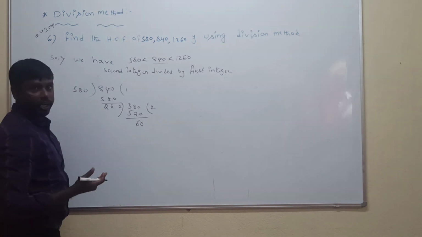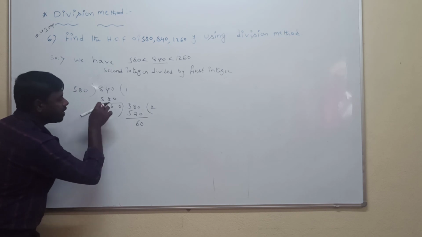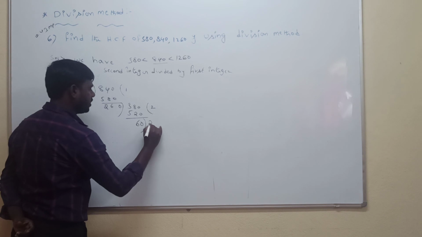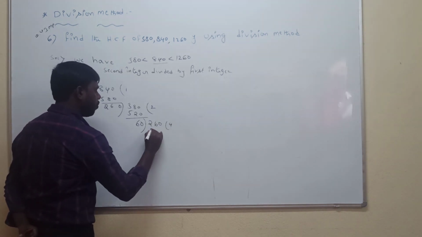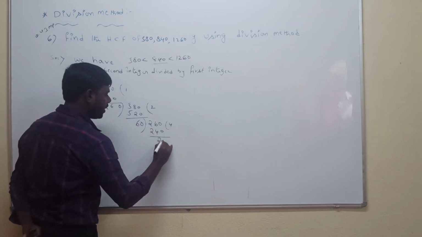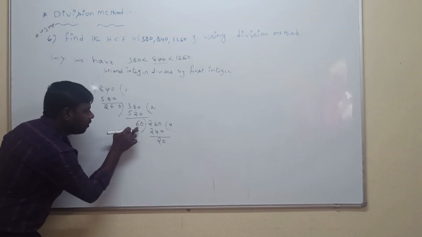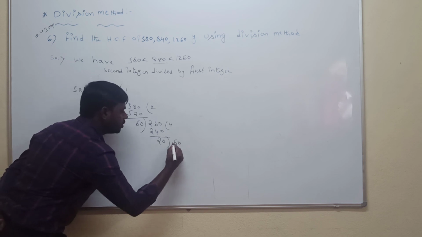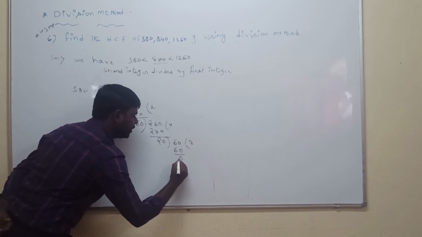Again the remainder is not 0, so again divide the second divisor by the second remainder. The second divisor is 260. 60 times 4 is 240. So 260 minus 240 is 20. Here also not getting remainder 0. Divide the third divisor by the third remainder. The third divisor is 60. So 20 times 3 is 60. The remainder will be 0.